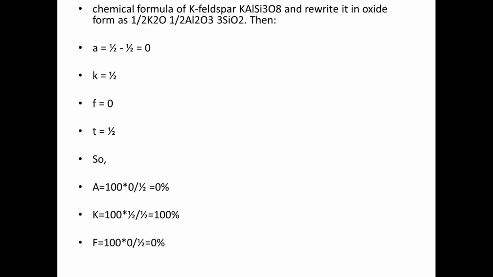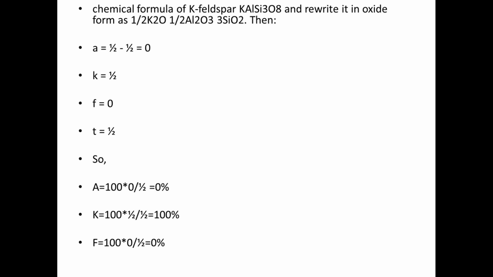For orthoclase we have the formula KAlSi3O8, and if we break it into oxide form we will have half K2O, half Al2O3 and 3 SiO2. Now in order to calculate the A part, for Al2O3 we have 0.5, but we have to subtract 0.5 because of the half K2O value. So the total value of A becomes half minus half, which is 0.